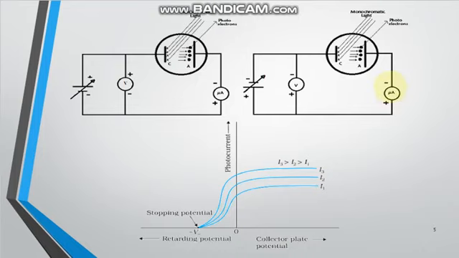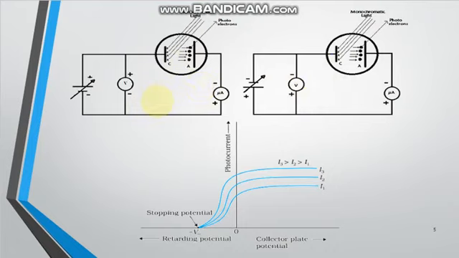In this case the phototube has two biasing ways. Biasing is nothing but applying potential to the phototube in two ways: one is positive potential and another is negative potential. This is the circuit diagram for applying positive potential, and this is for applying negative potential to the phototube.